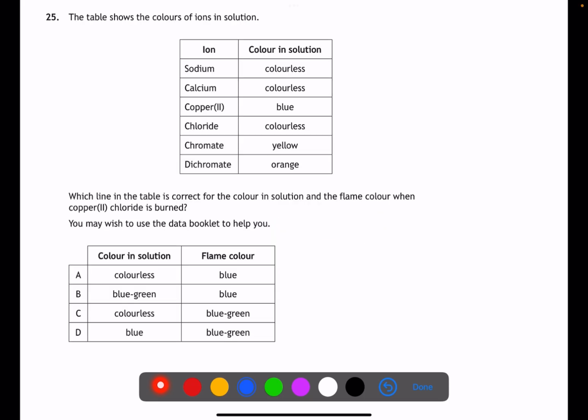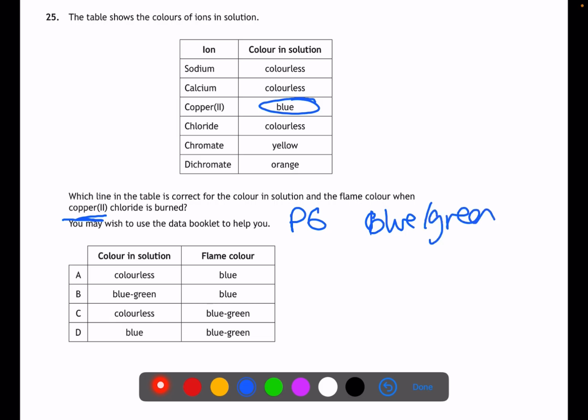Question 25. The table shows the colours of ions in solution. Which line in the table is correct for the colour in solution and the flame colour when copper 2 chloride is burned? You may wish to use the databook to help you. You'll find flame colours on page 6 of your databook. So here we're using copper 2. So in solution it's going to be blue. And if you look at the databook, you'll see that it has a blue-green flame. That means that D will be our answer.